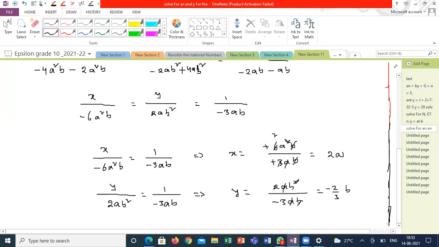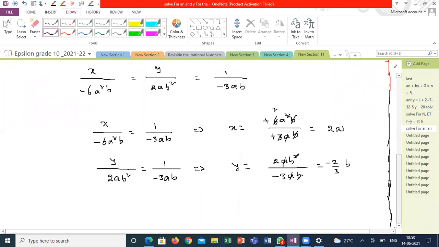How many people got the same answer? Or if it is different, anyone can guide me where we made the mistake, like I made the mistake. Sir, everyone got the same answer, or any? Y value as minus 2b, sir. Sir, even I got y value as minus 2b.